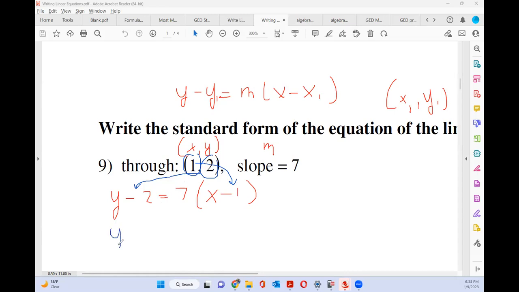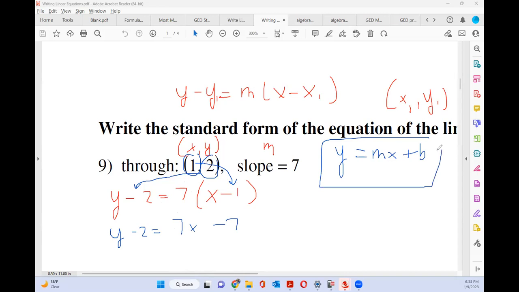Okay, now watch this. So y minus 2. Now, please excuse my dear Aunt Sally tells us we do need to do multiplication first. So we're going to use the distributive property. What's 7 times x? 7x. And what's 7 times minus 1? Minus 7. In order to get y by itself, plus 2, because remember, we want y equals mx plus b. That's the form we want.